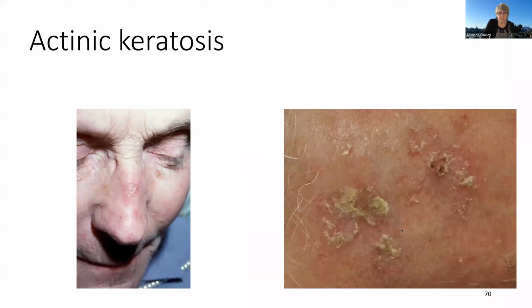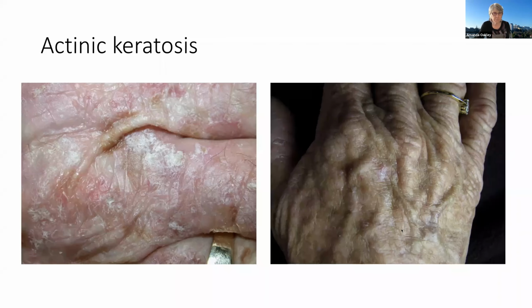Here's an example of a large actinic keratosis on the bridge of the nose and a smaller one at the tip. And on the right are several actinic keratoses on the cheek of a very sun-damaged man. Keratoses on the hands: pink, scaly, often in association with solar lentigines. So you can have brown flat marks and red scaly ones, and they can coincide.